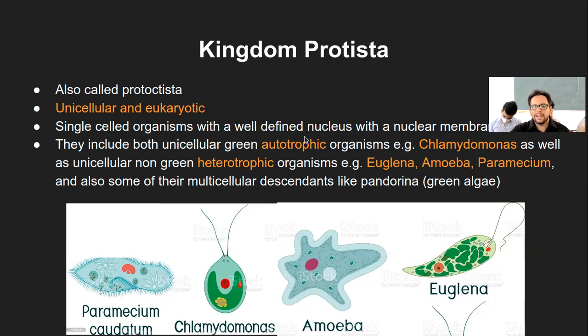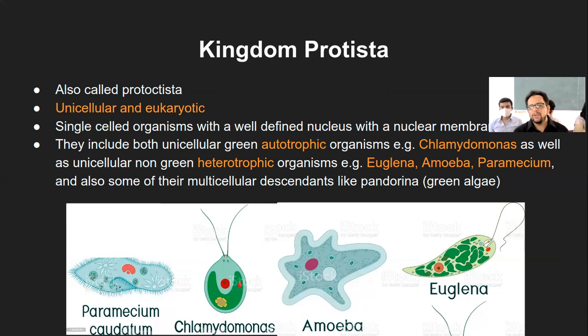Heterotrophic and autotrophic, can someone remind me the difference? What was it? Anyone sitting here or on the other side? So which one is which? Correct. So autotrophic, they make their own food, and the example is Chlamydomonas. Obviously, why will they be green then? Because they will have chlorophyll pigment, and so they will be able to do photosynthesis.